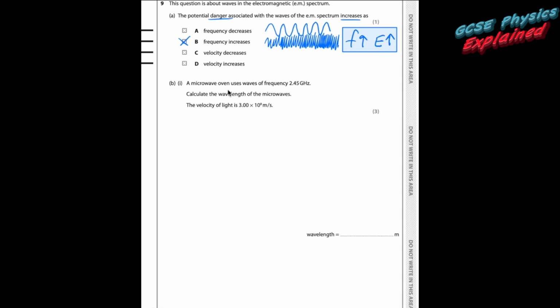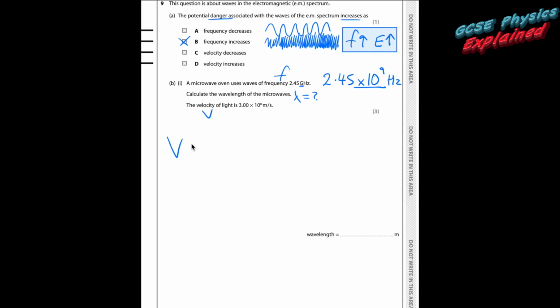B1. A microwave oven uses waves of frequency 2.45 gigahertz. Right, so that's 2.45, and we'll exchange the giga for a times 10 to the 9. So that's what gigahertz means, times 10 to the 9. And then we'll just stick the hertz on. Calculate the wavelength of the microwave. So wavelength is our target. That's the frequency. The velocity of light is 3 times 10 to the 8 meters per second. So we know the velocity.